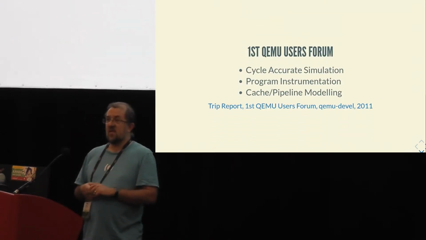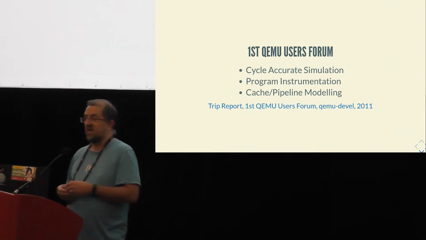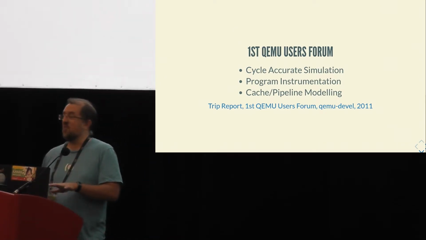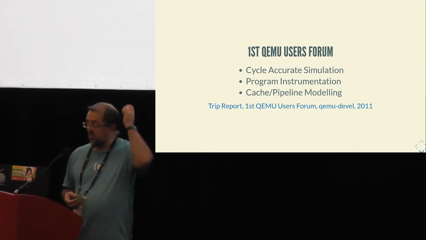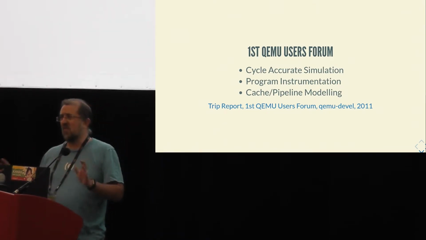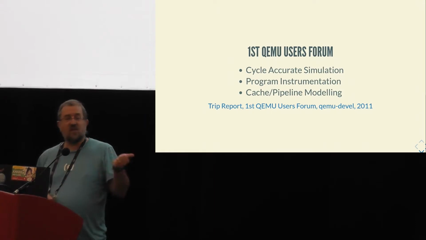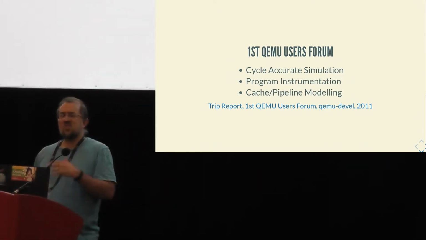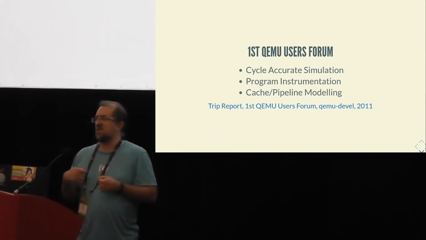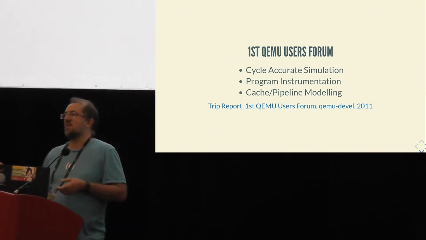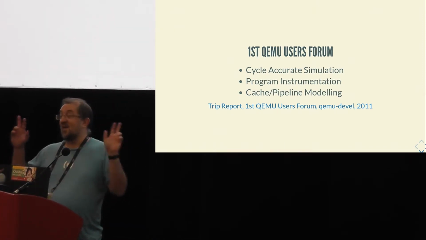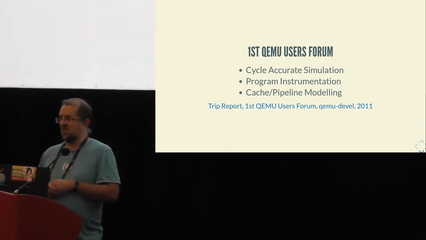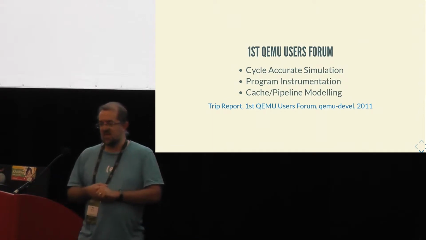Another example, the first QEMU Users Forum back in 2011, there were a lot of interesting talks. If you want to know some of the stuff that people were doing with it, there's an excellent trip report that Peter wrote up. And they covered a wide variety of tasks. But there were interesting things like doing cycle-accurate simulation. It's one thing that QEMU doesn't really care about when it's emulating a system is how many guest cycles it takes to do an instruction, because we just want to run things as fast as possible, and doing the accounting for that would be expensive.